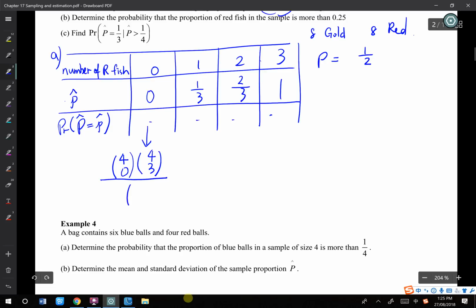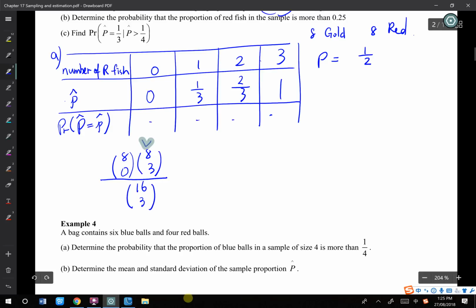Over 8 fish. Wait, sorry. How many fish in total? 8 and 8, I have 16 in total. I want 3 fish. That's my denominator.